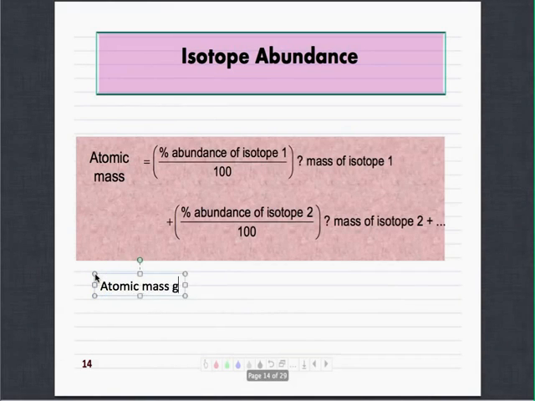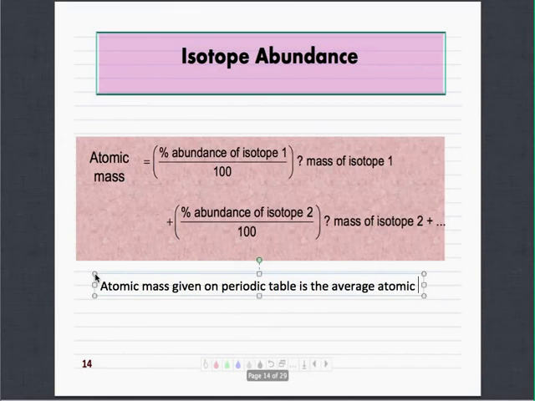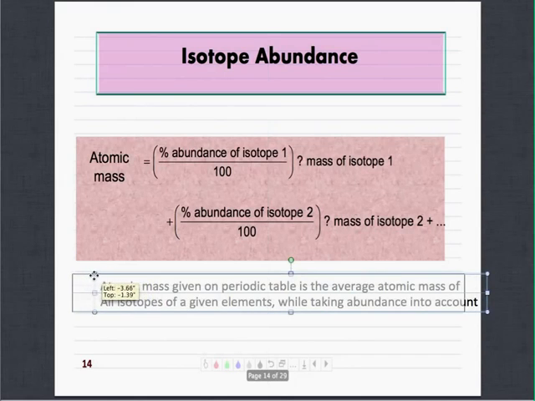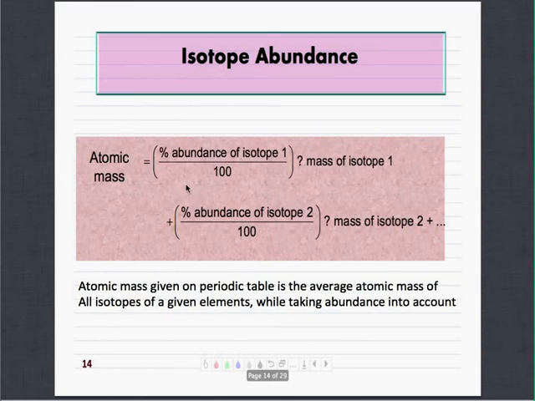So the average atomic mass of any element is the percentage abundance of isotope 1, if we're talking about hydrogen, hydrogen 1, multiplied by the mass of isotope 1, plus the percentage abundance of isotope 2, in this case H2, multiplied by the mass of H2, plus the abundance of isotope 3 multiplied by its mass, each one of those abundances over 100. What if I have only 2 isotopes?